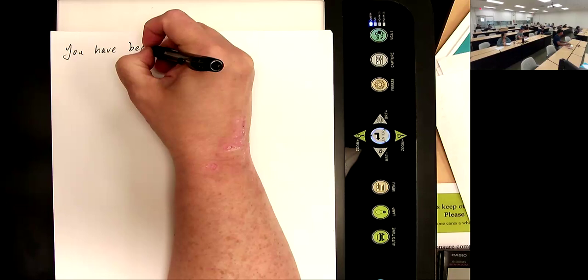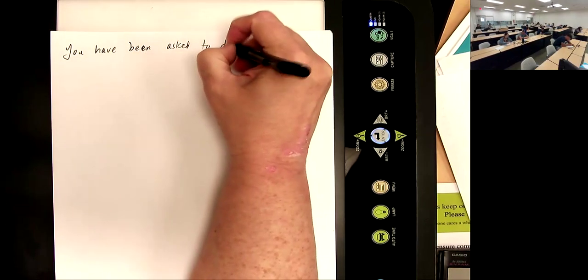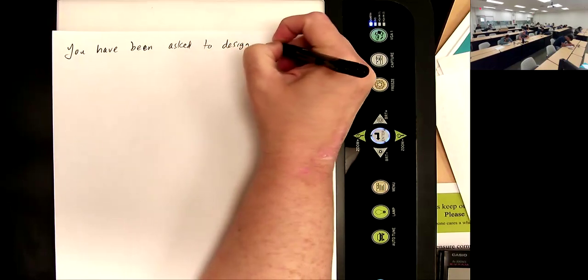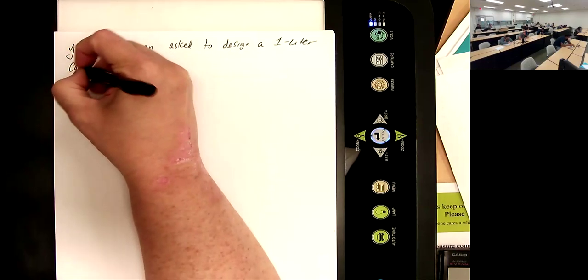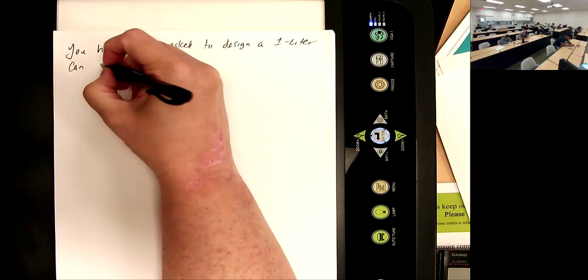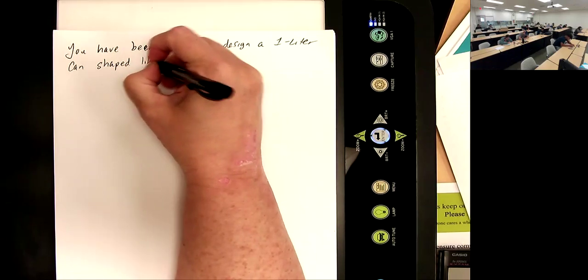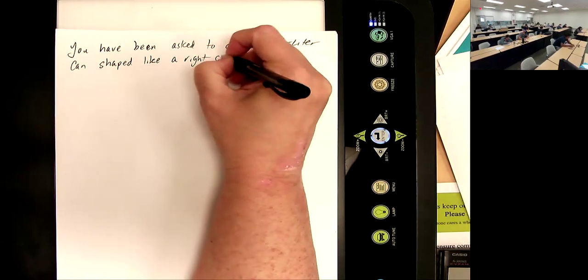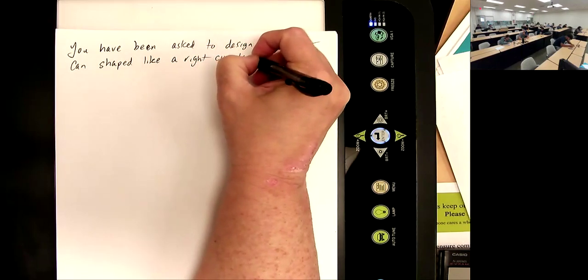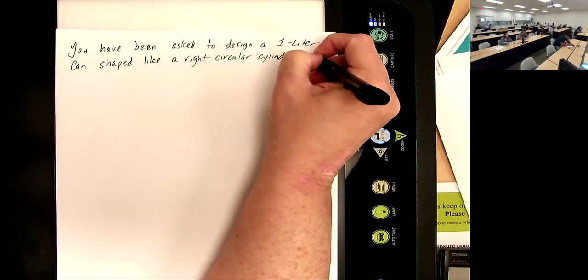You have been asked to design a 1-liter can shaped like a right circular cylinder. Soup can.